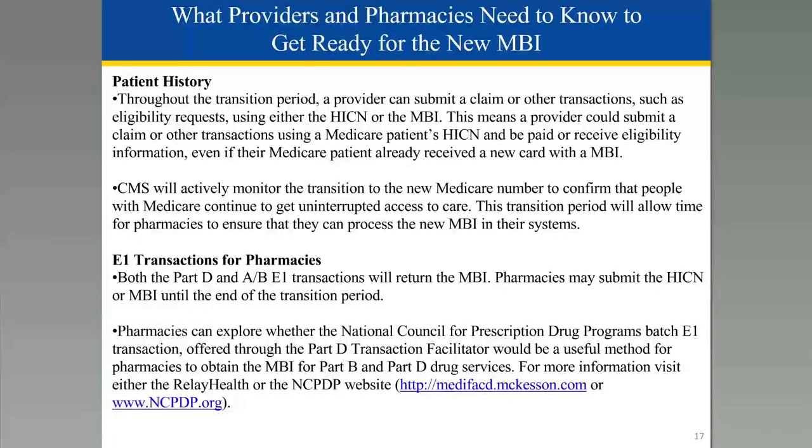So we also want to talk about the E1 transaction. The E1 transaction operates both like an eligibility transaction and a remittance. It's processed at point of service. So you can use either number for eligibility, whichever one the patient presents. And just like we are returning the MBI on remittance, if you submit a HICN, we will do the same on the E1, return the MBI. All of this is done on a one-to-one basis.